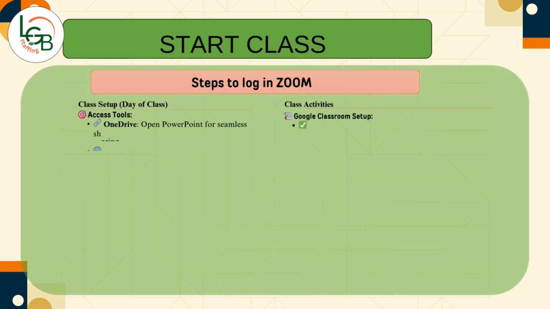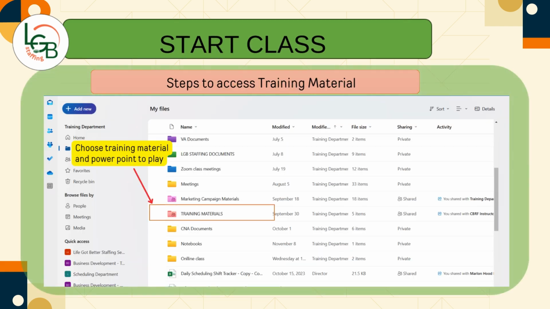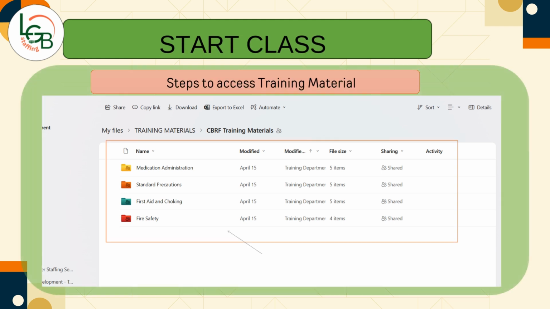Log into Zoom using your credentials. Set up your tools, including PowerPoint in OneDrive, and enable screen sharing for presentations and videos. Select the training materials and PowerPoint presentation you will use for the session. Double-check that all training materials are ready to use and accessible during the session.